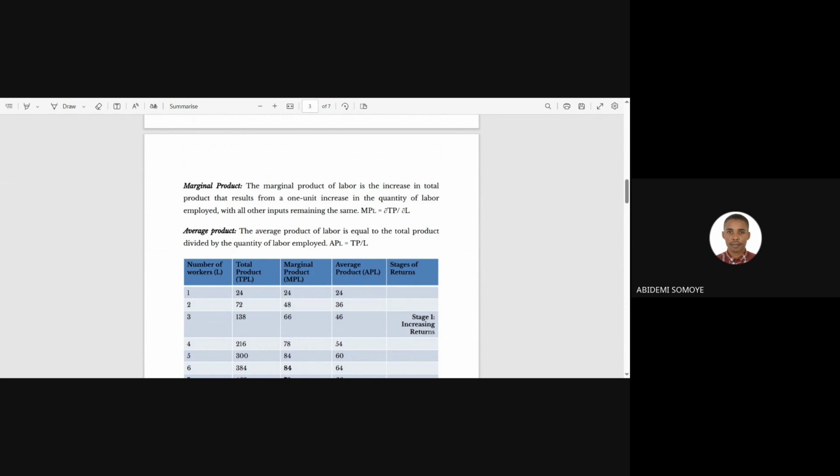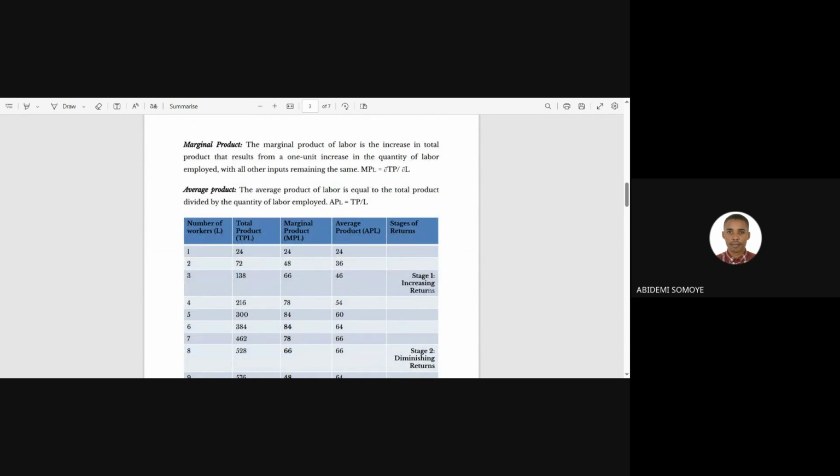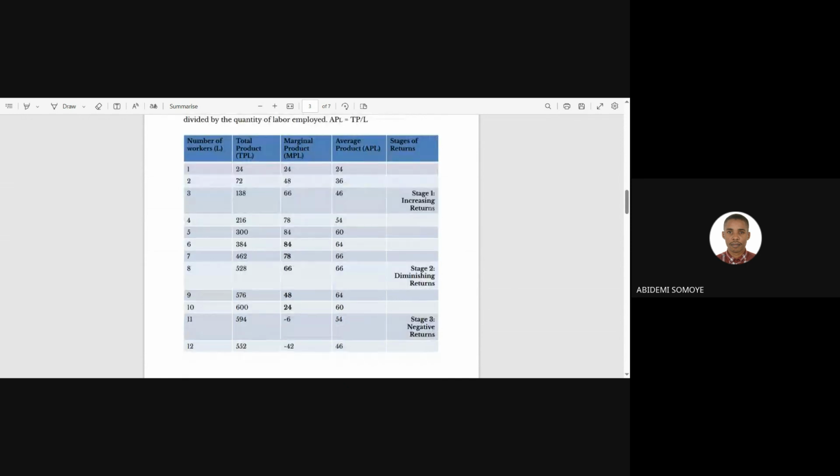So additional output you get from the additional input that you have employed or used. An average product simply is the total product divided by quantity. Example, look at this table. On this table, you are being given total product. I don't know if I've taught you guys. Can anyone remember how do we get the marginal product? So for marginal product, simply will be changes in total product divided by changes in the number of workers.